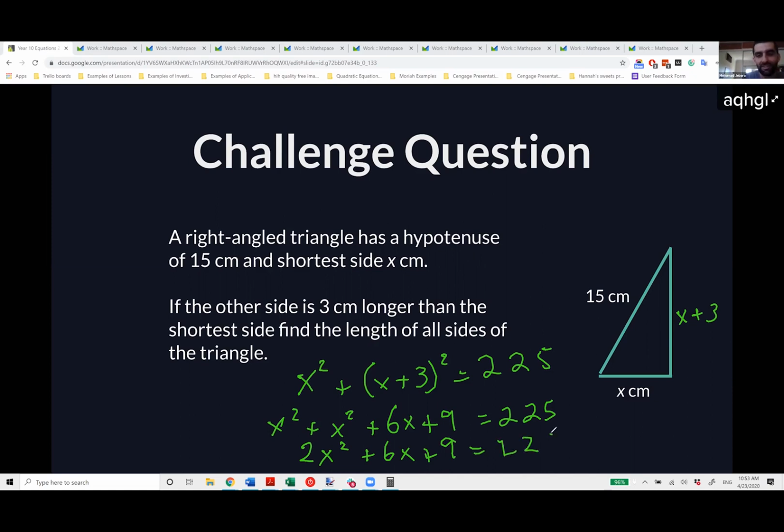Now this is where it gets a little bit tricky. We need to move everything to one side of the equation and make it equal to 0. And I spoke a little bit about this last week, so you'll be able to follow even if you haven't learned quadratic equations yet. If you have learned quadratic equations, you should know this. So let me, where should I write this? I'm just going to go up this way. Okay, so that's going to give us 2x squared plus 6x, and then plus 9 minus 225 is minus 216.